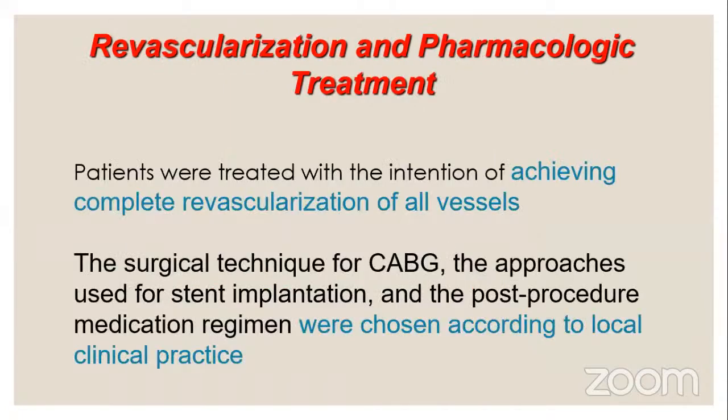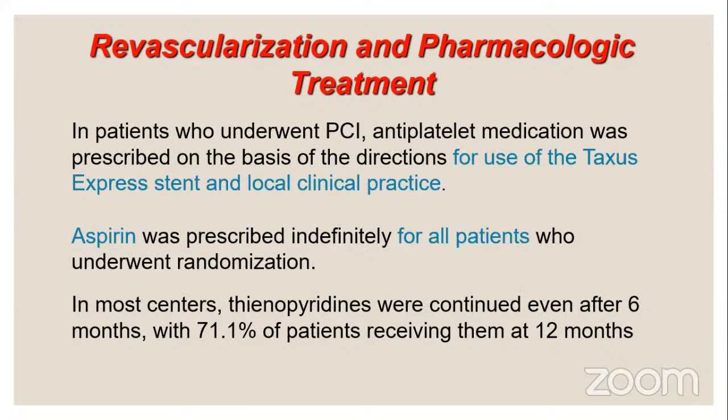So the patients were treated with the intention of achieving complete revascularization of all vessels. The surgical technique for CABG, the approaches used for stent implantation, and the post-procedure medication regimen were chosen according to local clinical practice. Regarding the treatment and the medications received, in patients who underwent PCI, antiplatelet medication was prescribed on the basis of the directions for use of the Taxus Express stent and local clinical practice. Aspirin was prescribed indefinitely for all patients who underwent randomization. And in most centers, the thienopyridines were continued even after 6 months, with 71% of patients receiving them for a duration of 12 months.